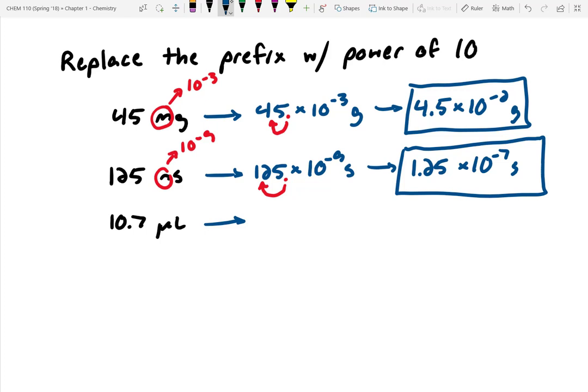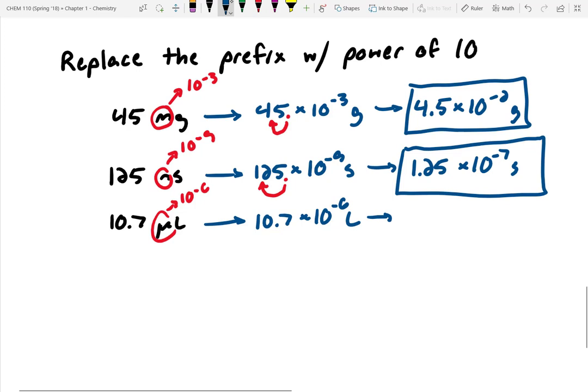All right, last one. We've got micro. What does that stand for? Micro. The 10th place, though, what is that? 10 to the negative 6. All right, so we know that this would be 10.7 times 10 to the negative 6 liters.